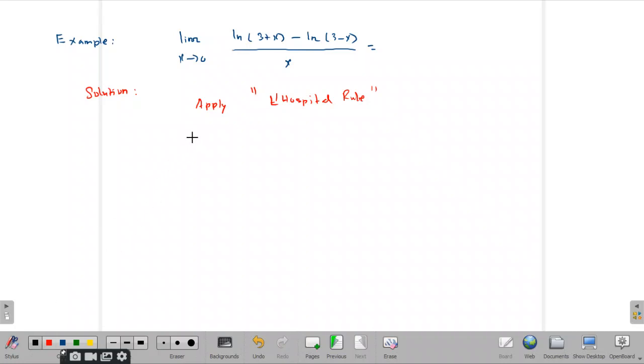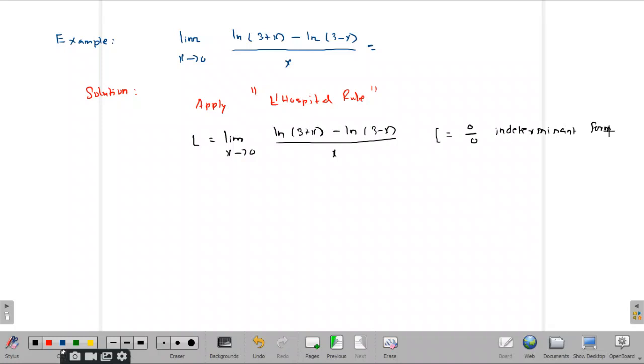So L is the limit as x approaches 0 of log of 3 plus x minus log of 3 minus x, divided by x. If you apply the limit straight away, log 3 minus log 3, numerator 0, denominator 0, indeterminate form. We have to avoid the indeterminate form.